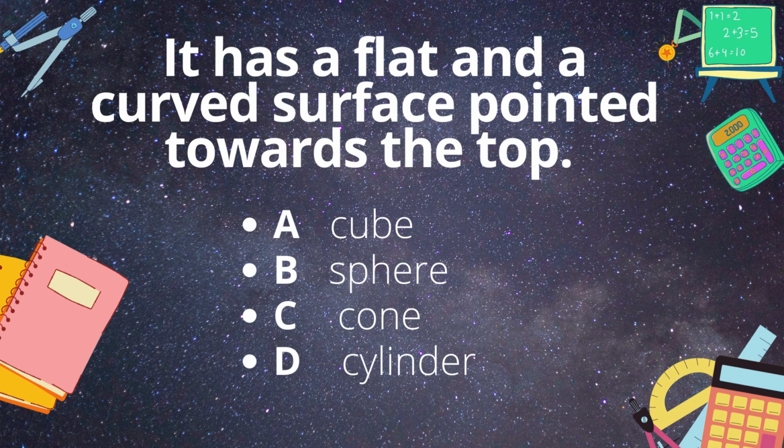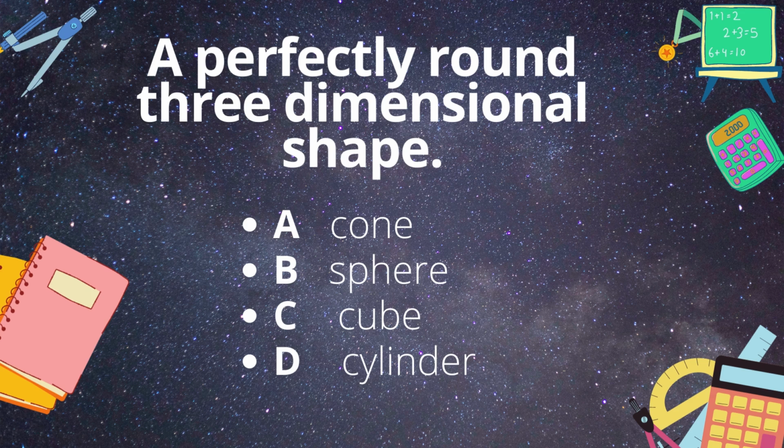It has a flat, and a curved surface, pointed towards the top. A, cube. B, sphere. C, cone. D, cylinder. And the answer is C, cone.